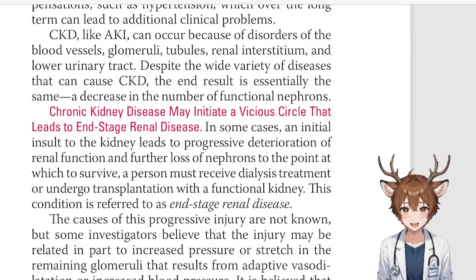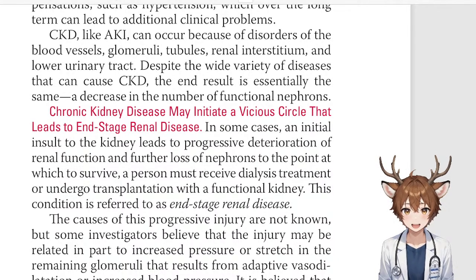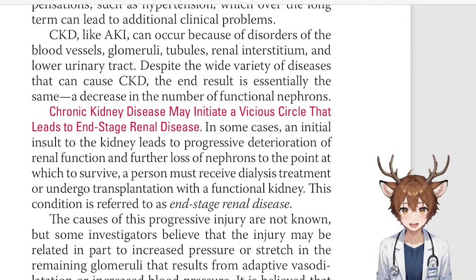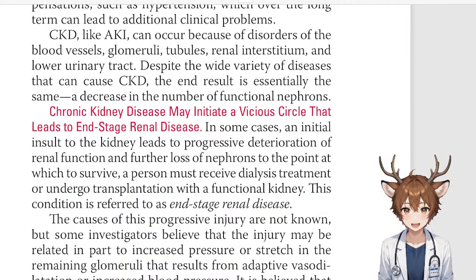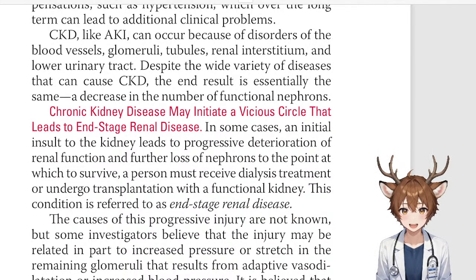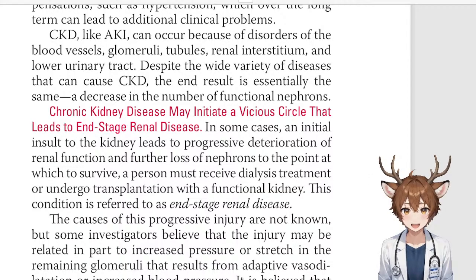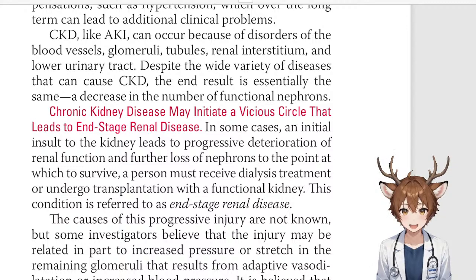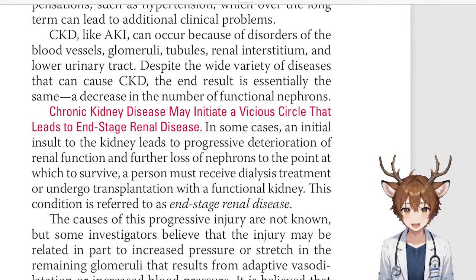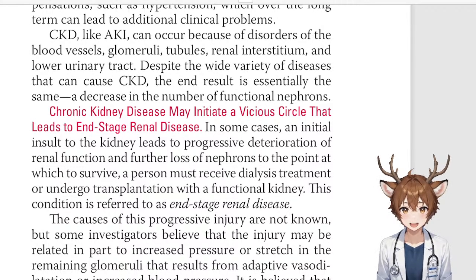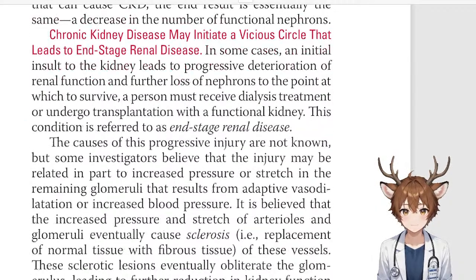Chronic kidney disease may initiate a vicious circle that leads to end-stage renal disease. I would prefer the term vicious cycle, but, whatever. In some cases, an initial insult to the kidney leads to a progressive deterioration of renal function and further loss of nephrons to the point at which, to survive, a person must receive dialysis treatment or undergo transplantation with a functional kidney. This condition is referred to as end-stage renal disease.